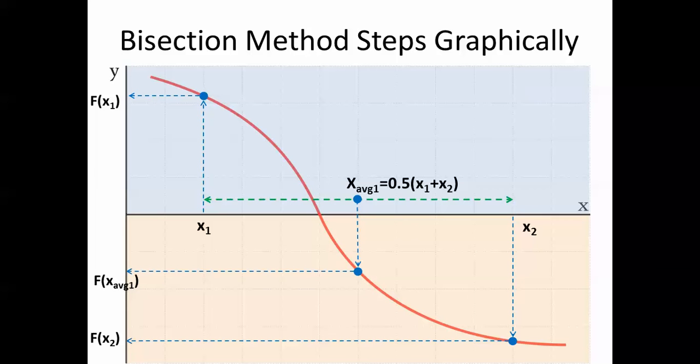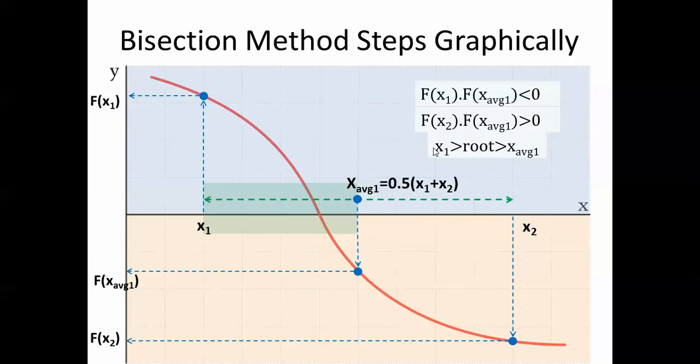So you do this calculation again. You do f of x average 1 multiplied by f of x1, and f of x average 1 multiplied by f of x2, and see which one is positive and which one is negative. From this graph you can tell that these two are negative, so the root is not sitting between them, and this is negative, this is positive. So from f of x1 multiplied by f of x average 1, you can tell that the root is somewhere between x1 and x average 1.